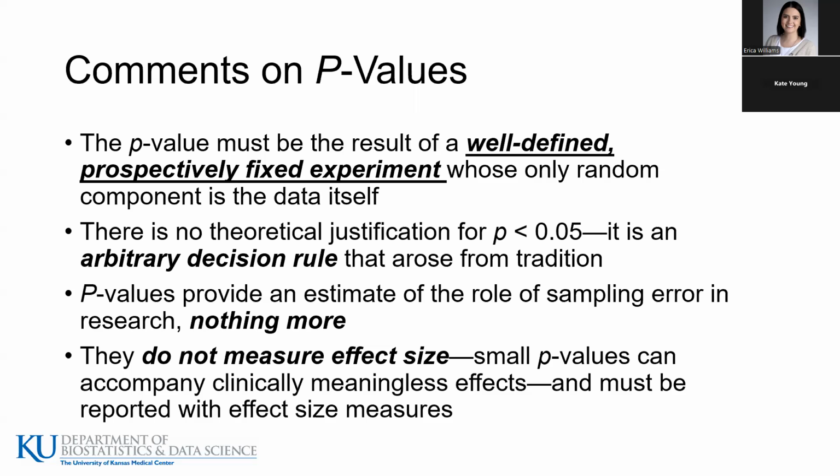There is no theoretical justification for p less than 0.05 for determining statistical significance. This is an arbitrary decision rule that arose from tradition. And p-values provide an estimate of the role of sampling error in research, but nothing more. So if there's other error in your research, the p-value will not be interpretable.